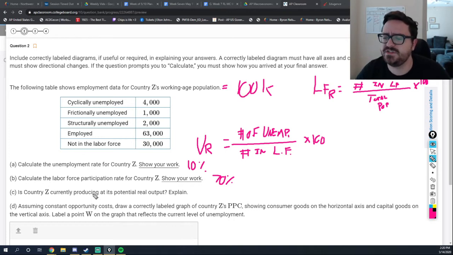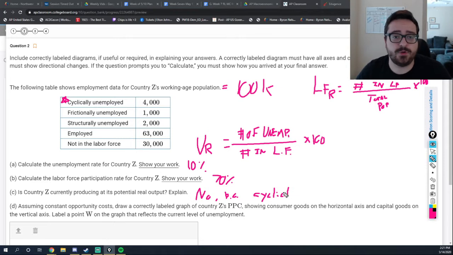Next thing, is country Z producing at its potential real output? Potential real output is your natural rate of output. Is it producing at our natural rate of output? Is this economy at full employment? That's another way of asking it. The answer is no. And it's not because it has unemployment, it's because specifically it has this: cyclical unemployment. No, because there is cyclical unemployment.